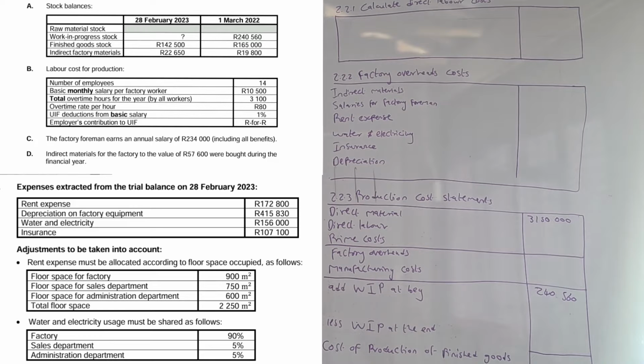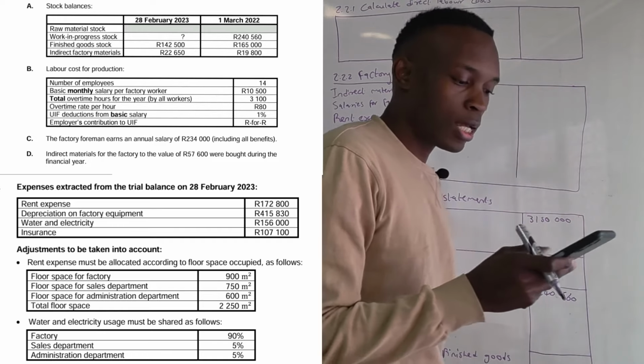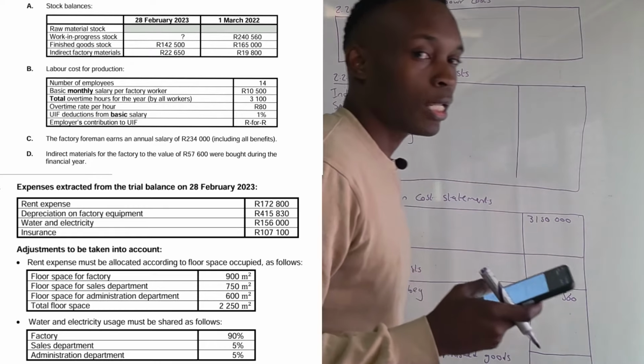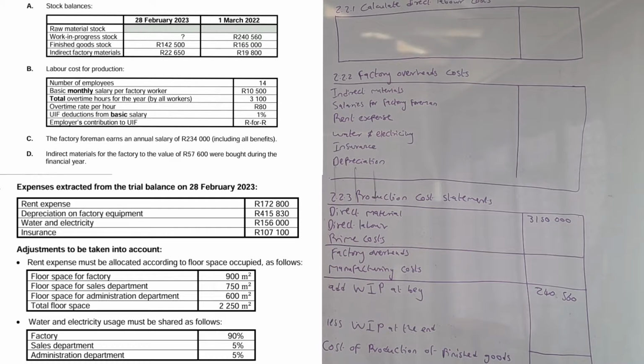At the first question, they say that we have to calculate the direct labor cost. Let's look at the information that is related to direct labor cost and start answering our question. Information number A is related to opening balances and closing balances, and you know that direct labor cost does not have opening or closing. Number B, labor cost of production. That's where we are going to get information.